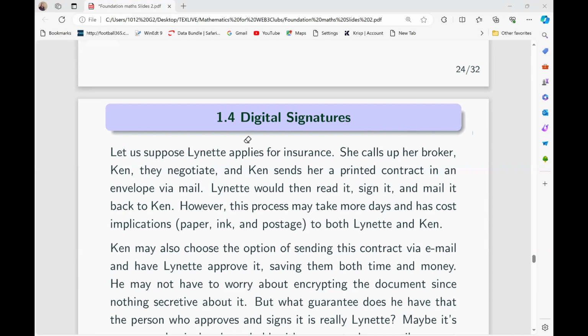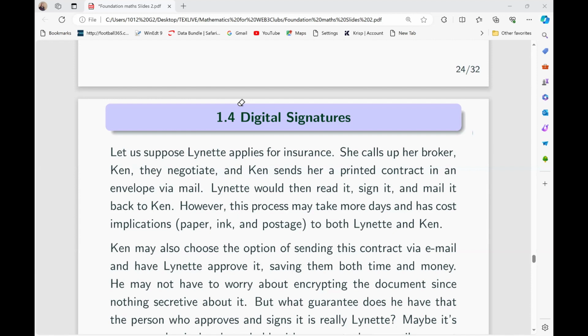Because somebody else might sign it for you. Somebody else maybe in your household might sign it for you, or an intruder along the way may sign it and send it back to the broker.